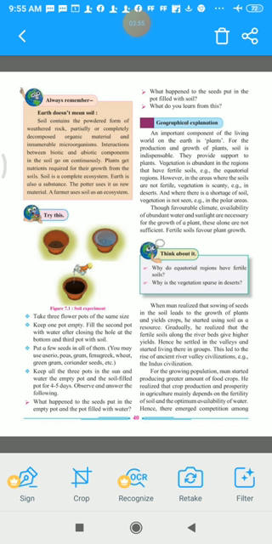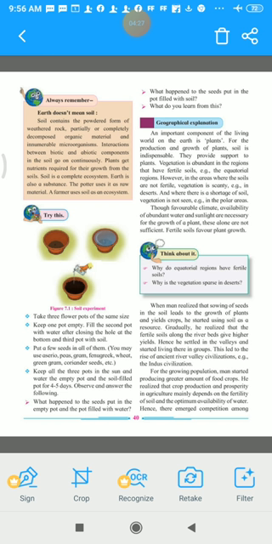What happened to the seeds put in the empty pot and the pot filled with water? What happened to the seeds put in the pot filled with soil? What do you learn from this? So you have to do this activity and observe what is happening. Put seeds, water them for 4 to 5 days, and observe what happens in all the 3 pots, and what you learn from this. Okay, so you try this activity.